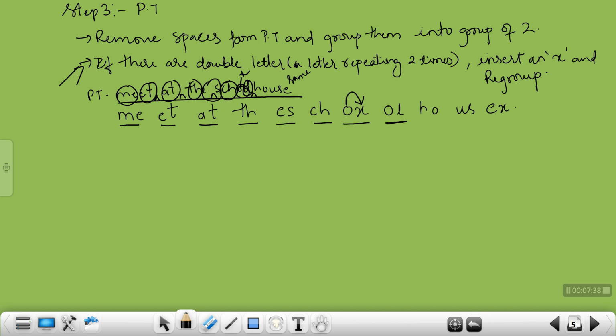After that, what is remaining? HO is remaining, I have taken it over here. After that, US is remaining, so US I have taken. Now, the last letter is a single letter. Whenever there is any single letter remaining, you can always club it with X.